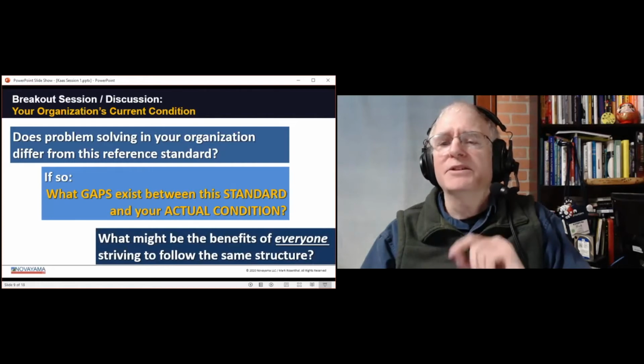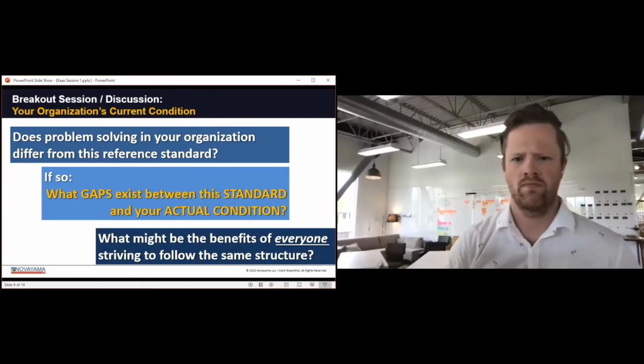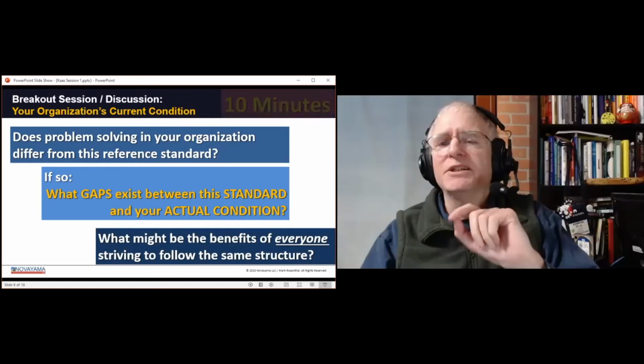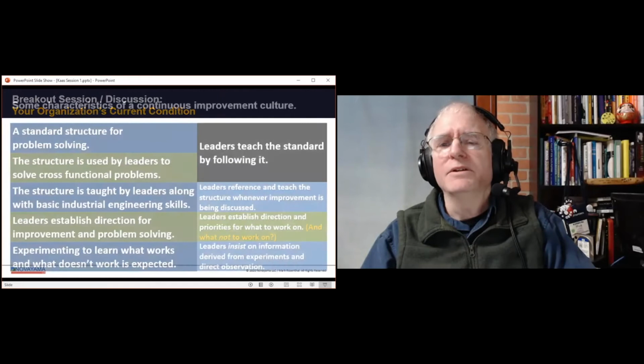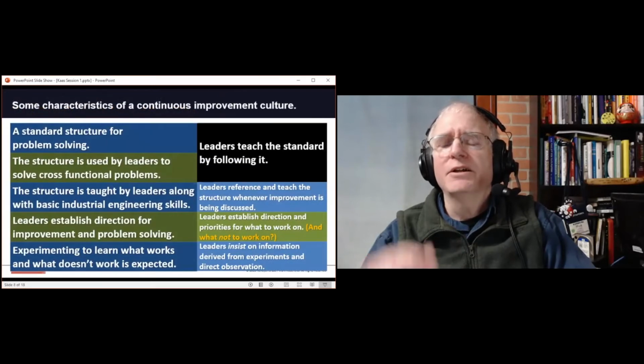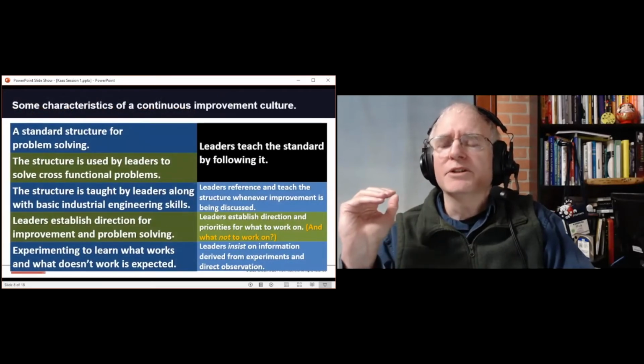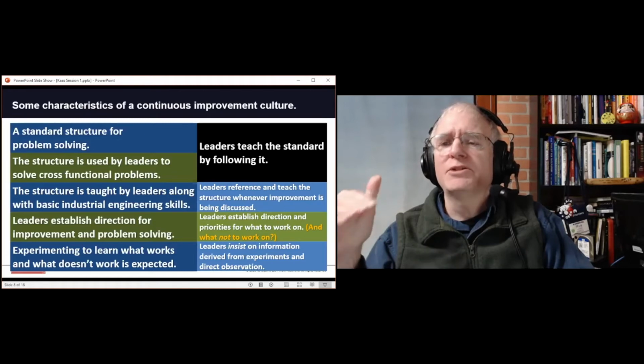Does that make sense to everybody? So this is the same thing. Let's just discuss these things for 10 minutes. And really the key, I'm going to come back to this slide. The key is to review it. There is a structure that leaders teach by following that structure.